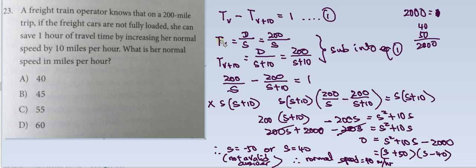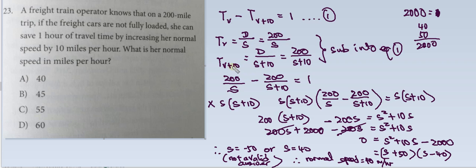So using time is equal to distance divided by speed. This is the time taken when you travel at a normal speed. S is the normal speed. Distance divided by speed equals the time taken. So this T here is the time taken for normal speed. The S is the normal speed.